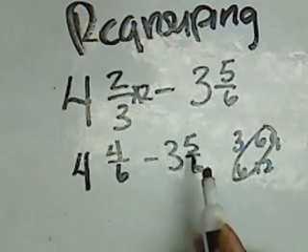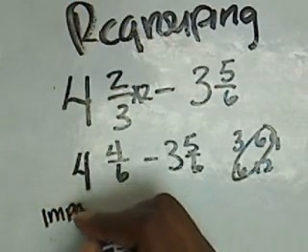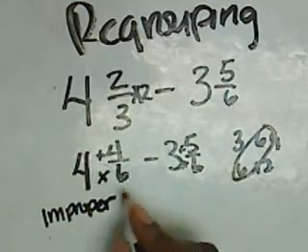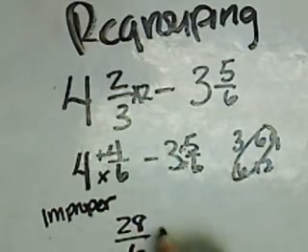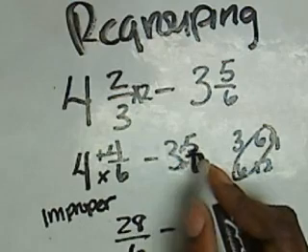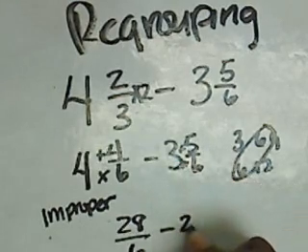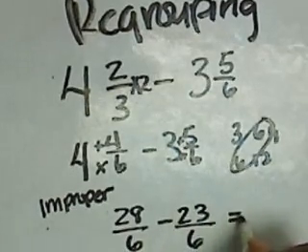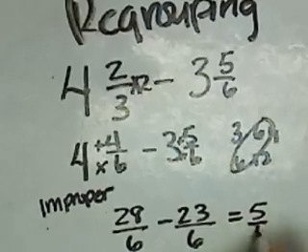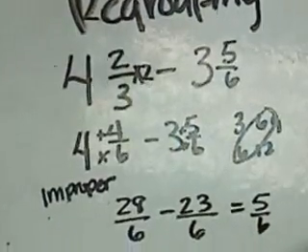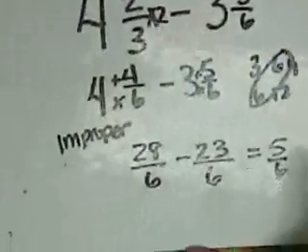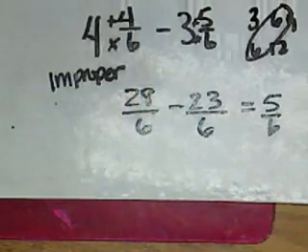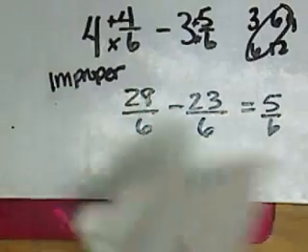So what we can do, there's two things we can do. We can turn these into improper fractions. And y'all know how to do that very well. Turn these into improper, so that would be 28 over 6 minus 23 over 6. You subtract them, and you get 5/6. You can do that. Or you can actually borrow. And borrowing with fractions looks weird at first, but after you do like 100 problems, it gets easier.